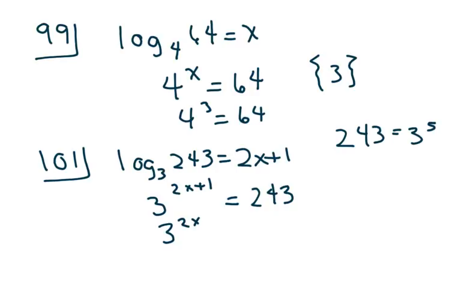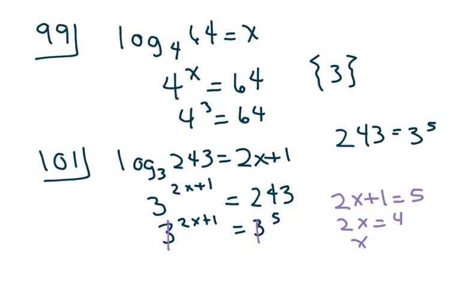3 to the 2x plus 1 equals 3 to the 5th. Since my bases match, I can just solve for x now. So 2x equals 4, so x equals 2. So my solution set is 2. We have 103. Okay, 103 is e to the 3x equals 10.